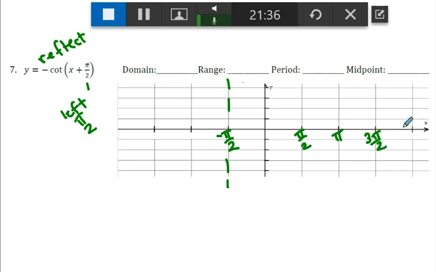Okay. Did the period change? No, so the period's still pi. So if the whole distance of my graph is pi, where will it end? I heard 1 vote for pi over 2. I heard a nod. Okay. If the whole distance of the graph is pi and you start at negative pi over 2, then you're going to end at positive pi over 2. It's right. So that's your other asymptote.